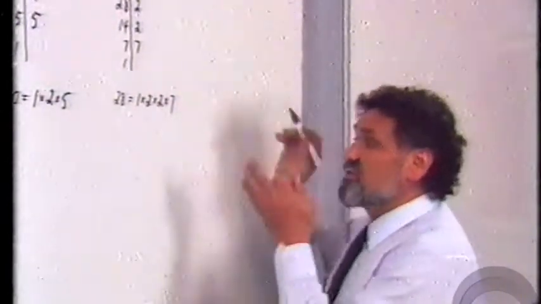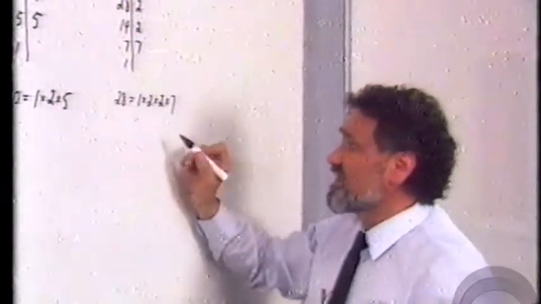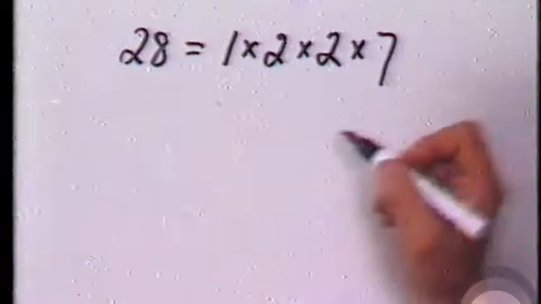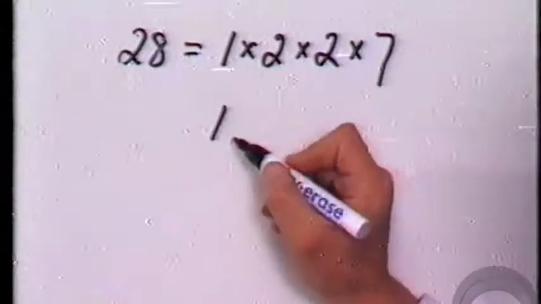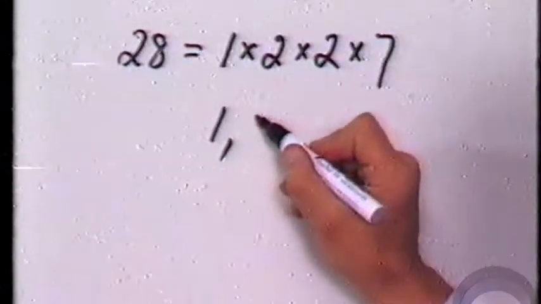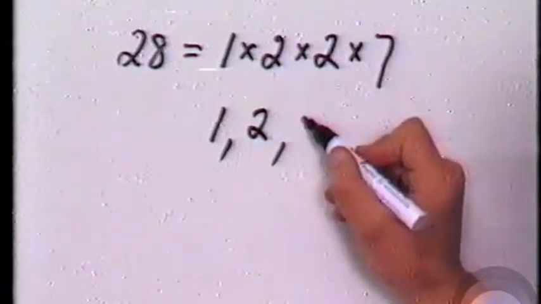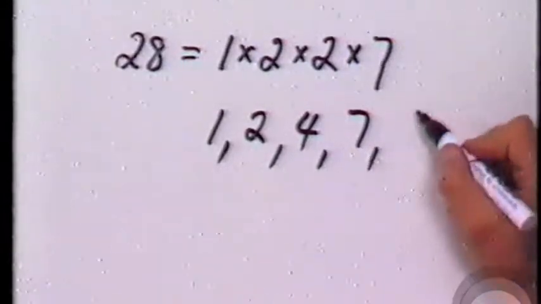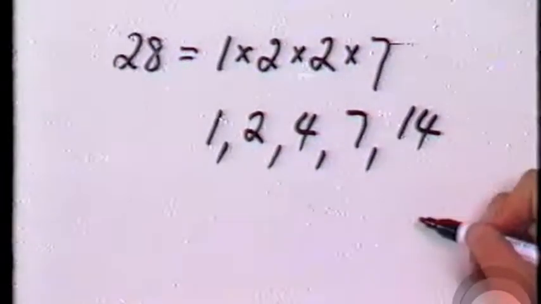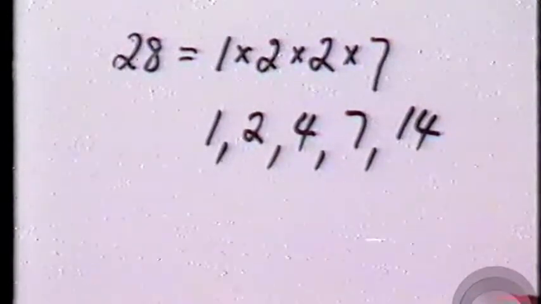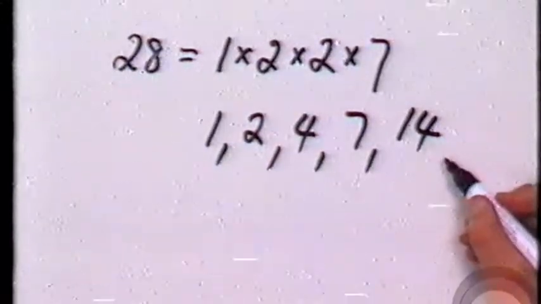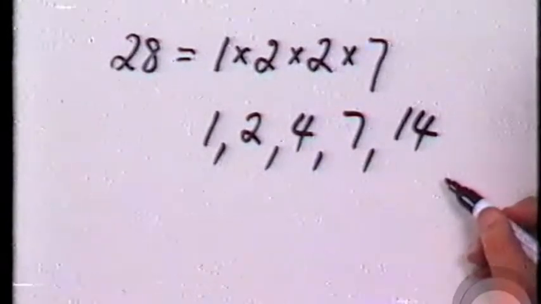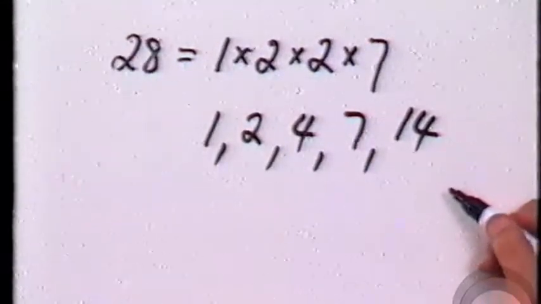Now, if you examine it a little closer, you will find that 28 is divisible by the following set of numbers. 1, it will divide by 2, it will also divide by 4, and it will divide by 7, and it will divide by 14. Now, these numbers will all divide into 28, and therefore we call them proper divisors of 28.